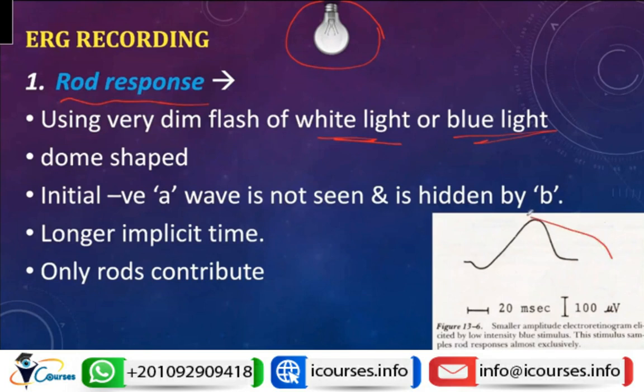This will lead to a dome shaped response, with an initial A wave that sometimes cannot be seen or is hidden, and a larger B wave. It has a longer implicit time because only rods contribute, so there are no cones. That's why it needs some longer time in order to reach its peak. So again, the rod response is the first wave response of the ERG, initiated by the rods in a dark adapted eye using a white light or a blue light.